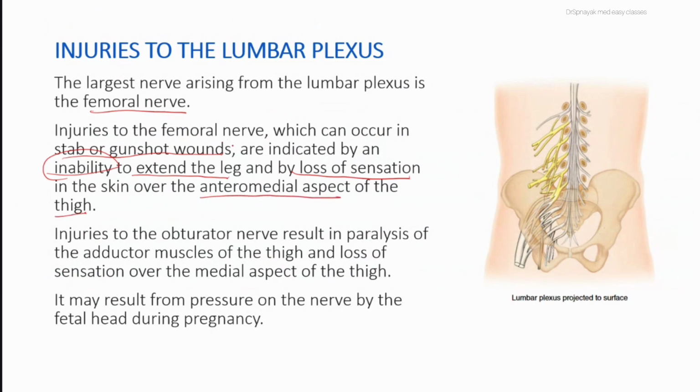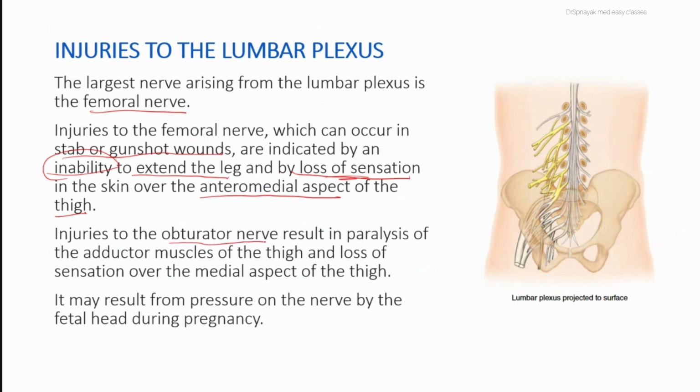So if the injury to the femoral nerve occurs, which might be due to a stab or a gunshot wound or any other injury or trauma caused in that region, the patient has an inability to extend the leg and there is a loss of sensation seen in the skin over the anteromedial aspect of the thigh.